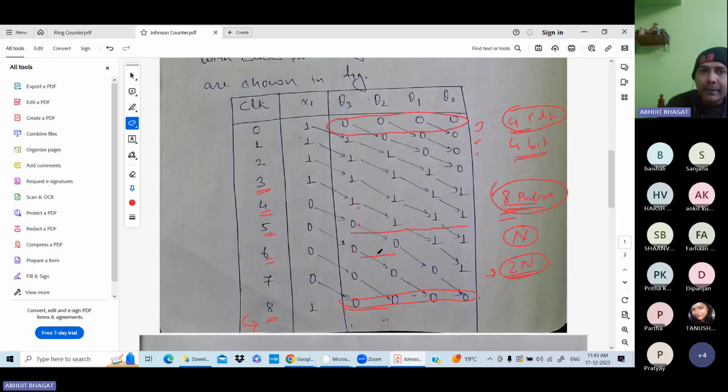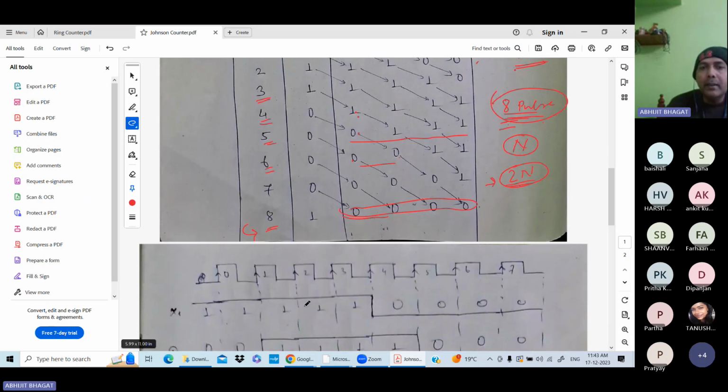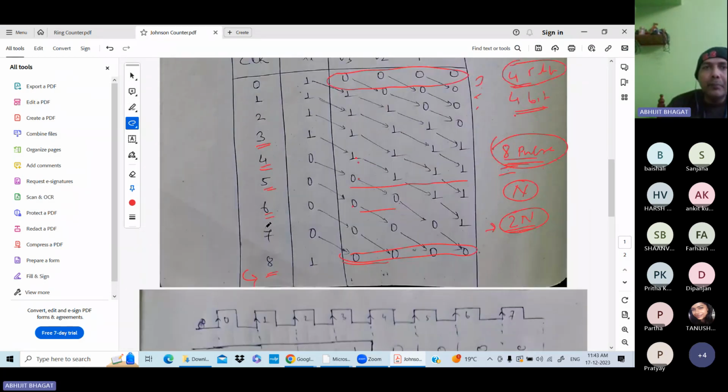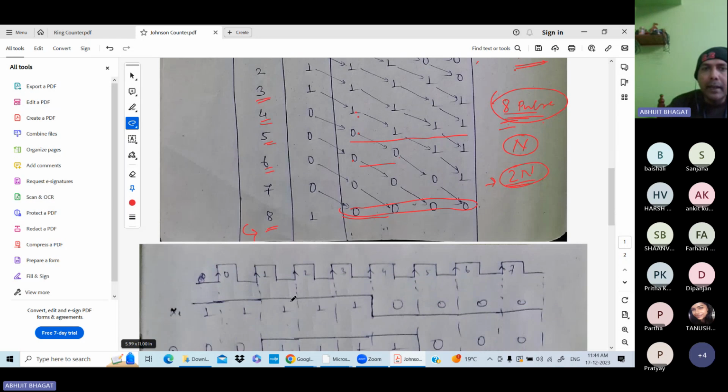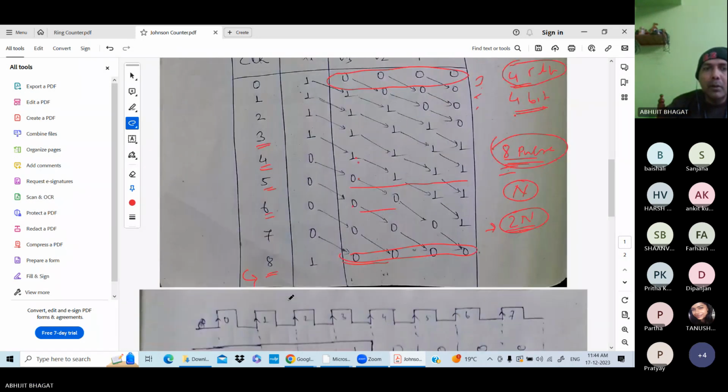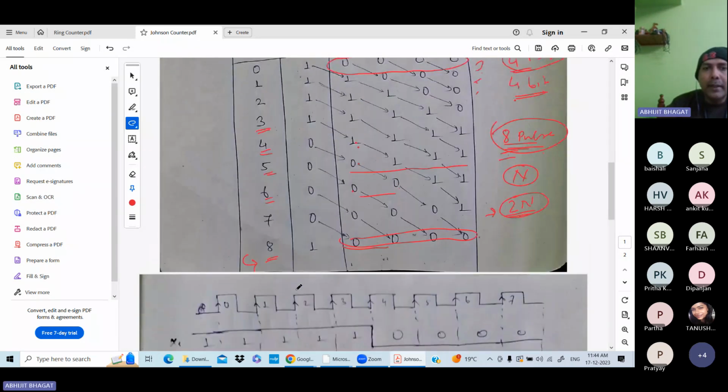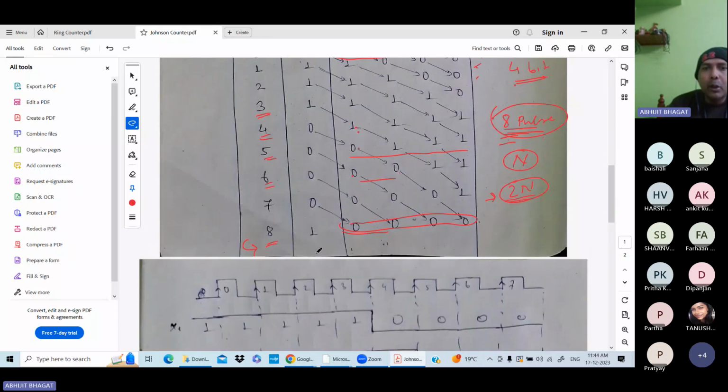Next, the same waveform is shown here. You can see Xi. For clock 0 it is 1, clock 1 it is 1, clock 2 it is 1, clock 3 it is 1, clock 4 it is 0. So this is shown in the diagram. You can see up to clock 3 it is 1. Then from clock 4 it is 0. And from clock 8 it repeats.